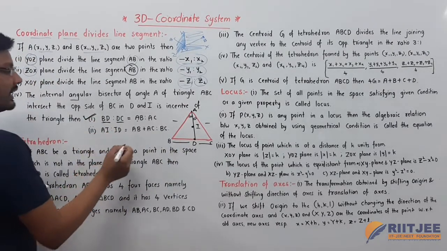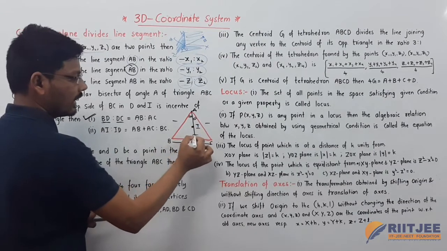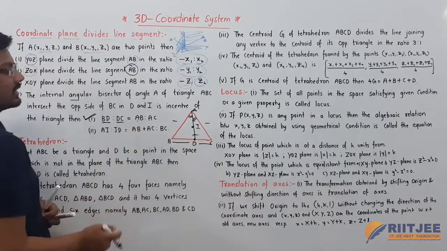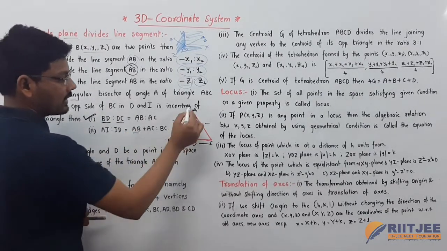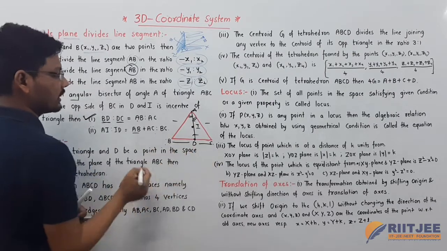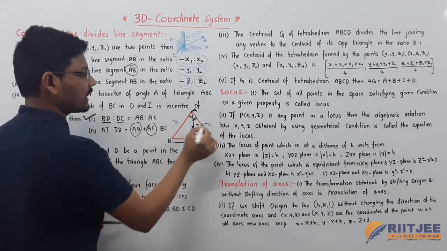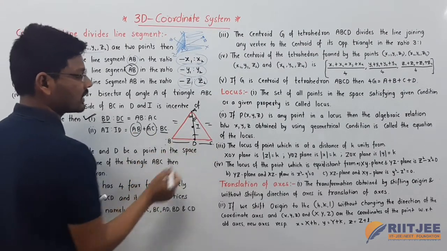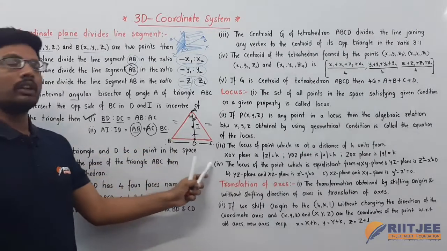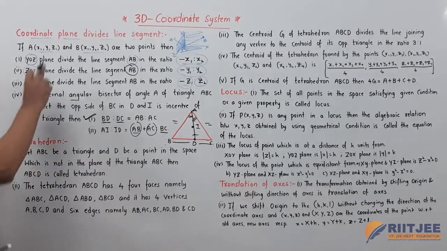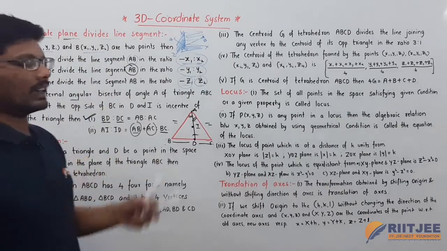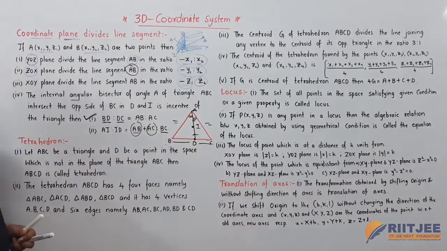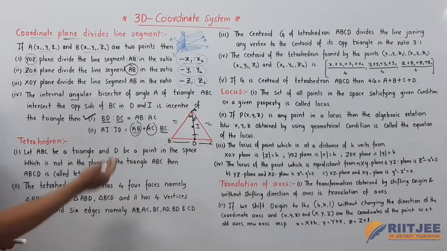And AI is to ID. The ratio AI is to ID is equal to the sum of the sides AB plus AC, is to BC. The sum of two sides is to the third side. This is all about the coordinate planes dividing a line segment in 3D, and the relations in a triangle.